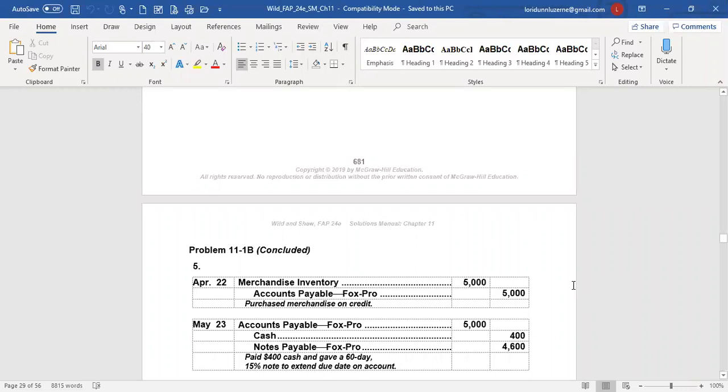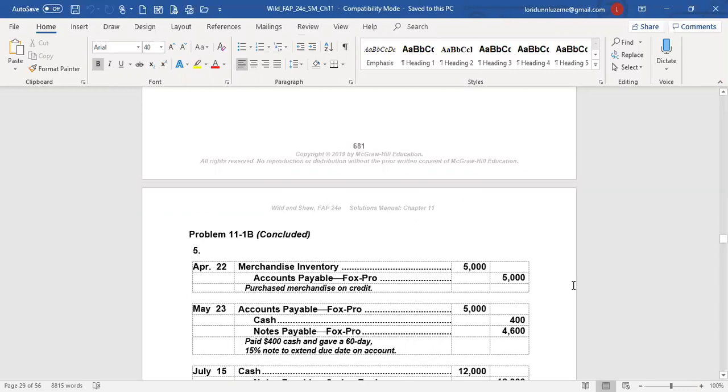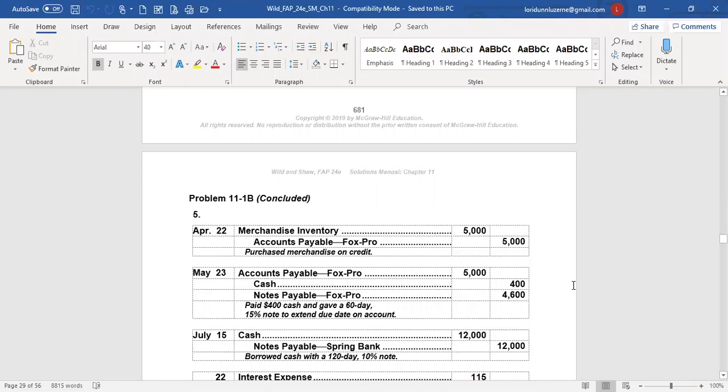On July 15th, they actually borrowed $12,000 cash from Spring Bank by signing a 120-day note, still a short-term liability or current liability. But now they're getting cash, so debit cash, credit notes payable.